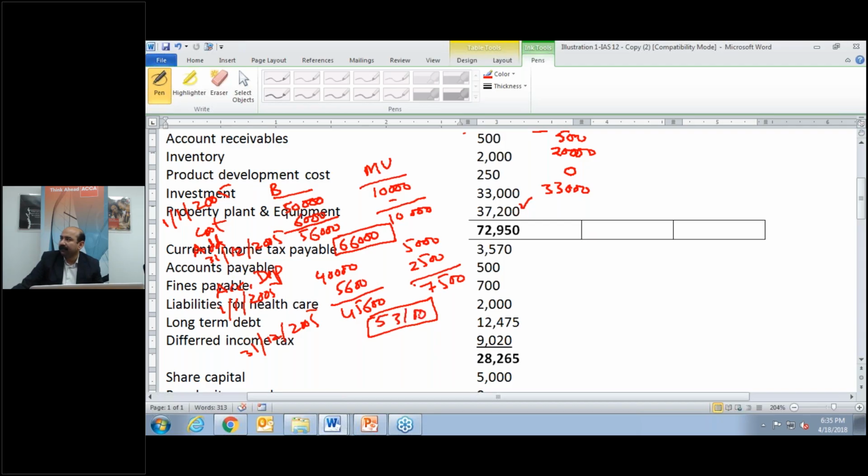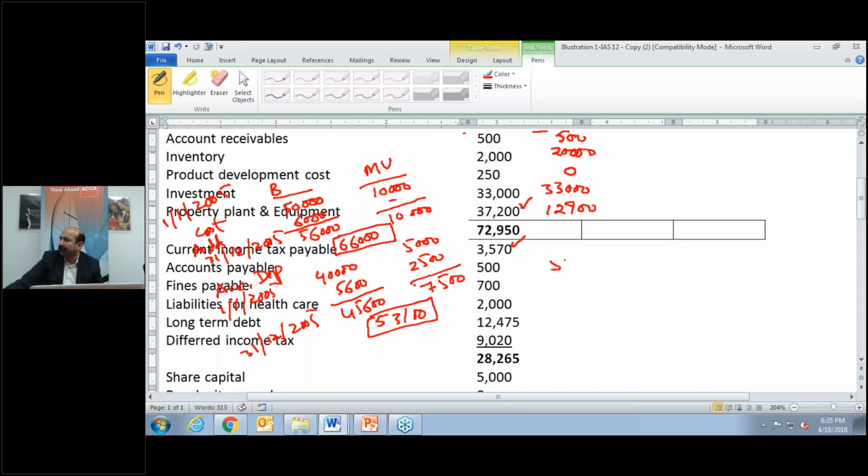So when we net these two figures, this will give us the tax base of property, plant and equipment, 12,900. So 12,900, we shall mention it over here. So this is the tax base of property, plant and equipment. Then this element will be calculated from the income statement, so we are ignoring it.